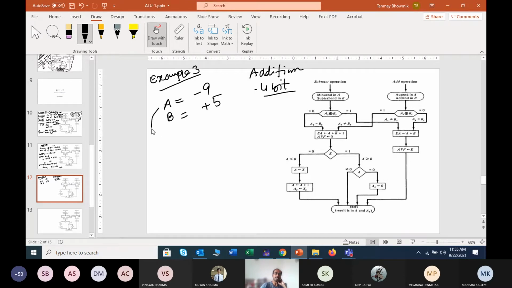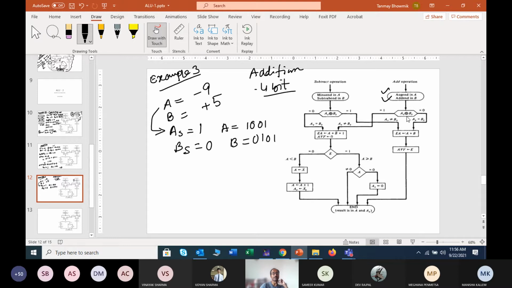So how will you represent this A? AS is 1 and A is 1 0 0 1. How will we represent B? BS is 0 and B is 0 1 0 1. Right? Now what will you do? You have already stored A and B.